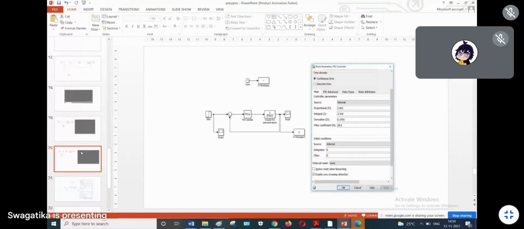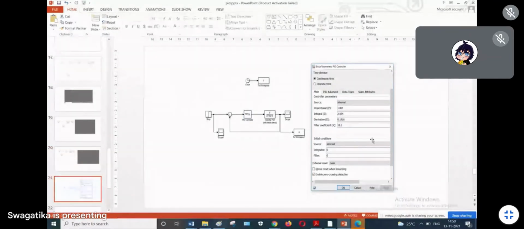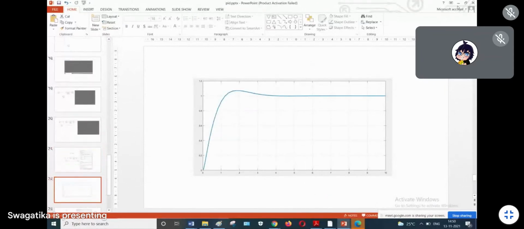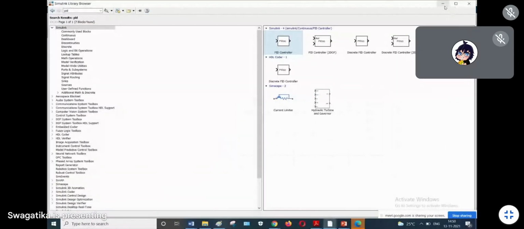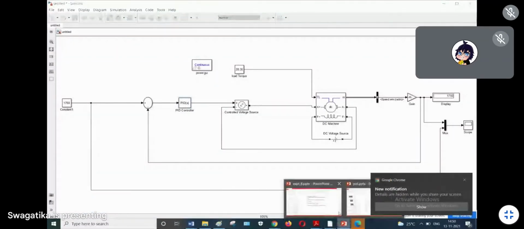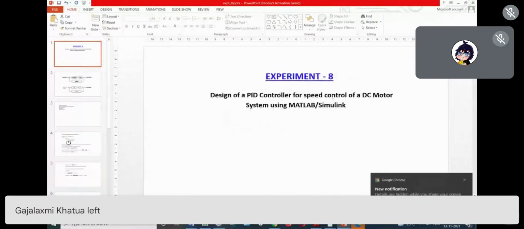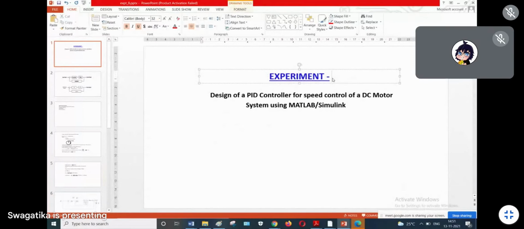Okay, this is another second order transfer function I have taken, 5 divided by s square plus 6s plus 5. For that I have already derived the Kp, Ki, Kd value. Okay, so next we will go for this one. This is your next experiment. Okay, that was your experiment 8, this will be your experiment number 9.